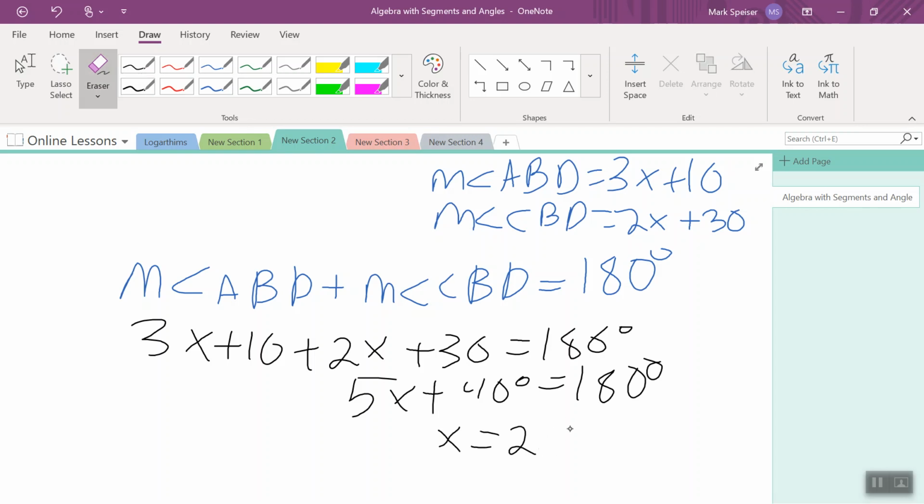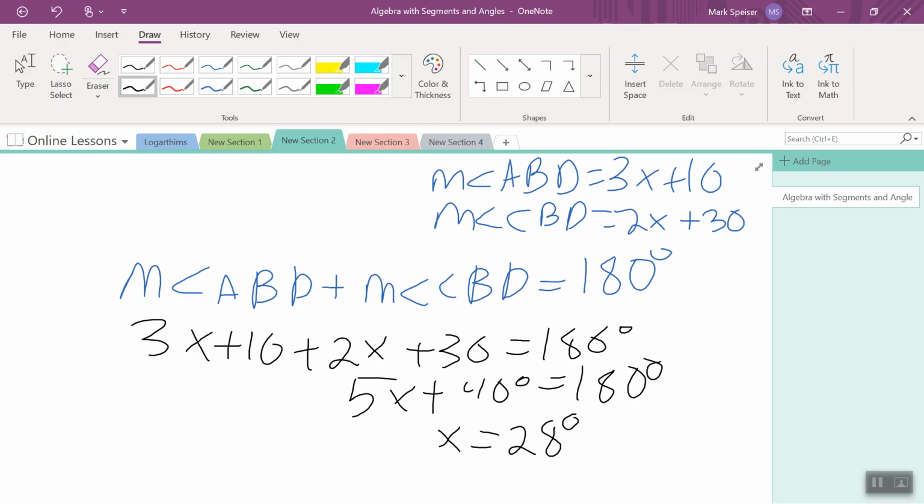I'm very strict about writing the degree symbol. Not all teachers are. Please ask your teacher if they're strict about the m's for the angles and degree symbols, because not all exams are, not all teachers are. Now, once x is 28 degrees, you can get the measure of each angle by substituting x back into each equation or expression.